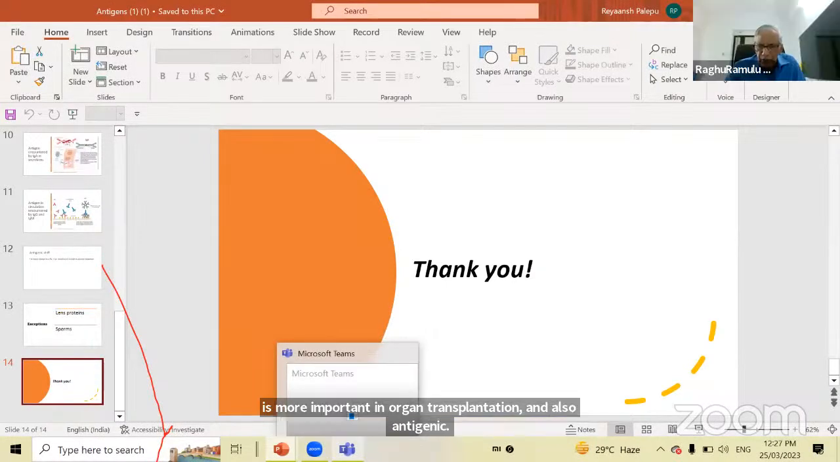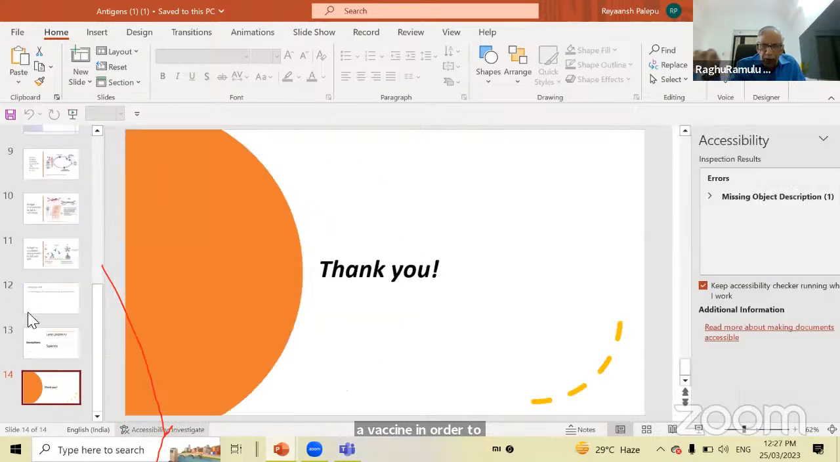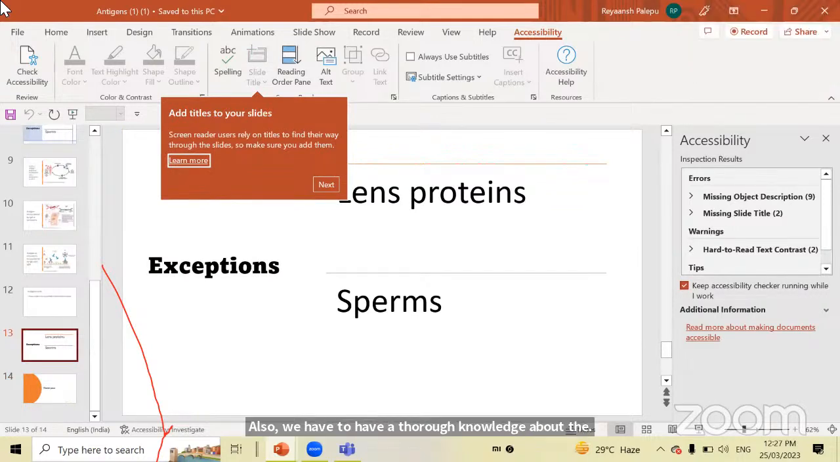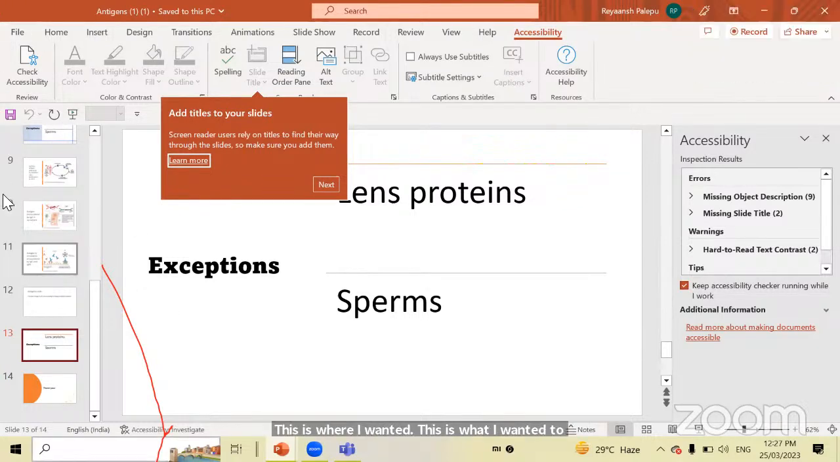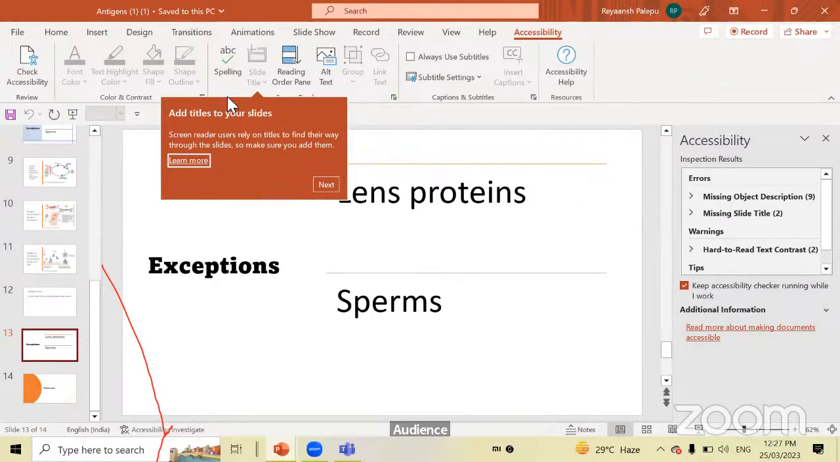In order to produce a vaccine, we have to have a sequestered antigen. In order to transplant an organ also, we have to have thorough knowledge about the antigen topography. This is what I wanted to communicate by way of my lecture, and I welcome the audience and the participants to pose their questions.